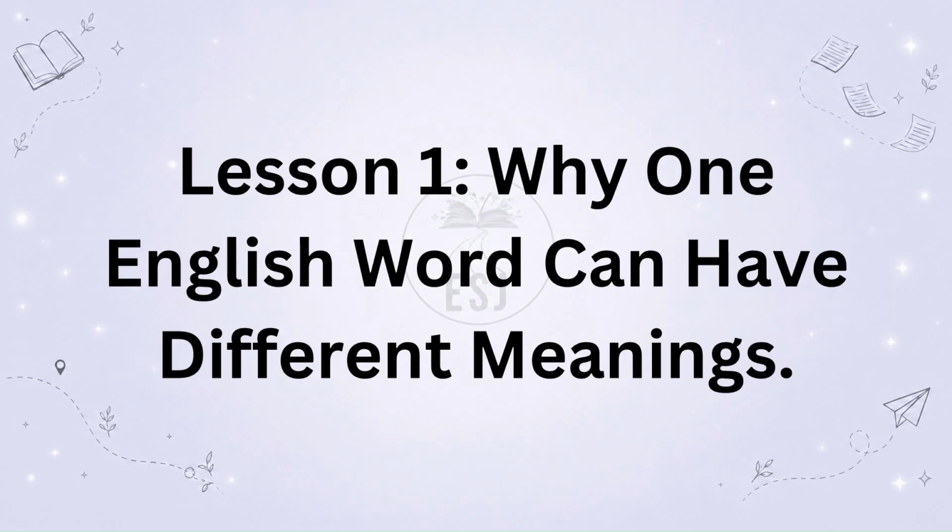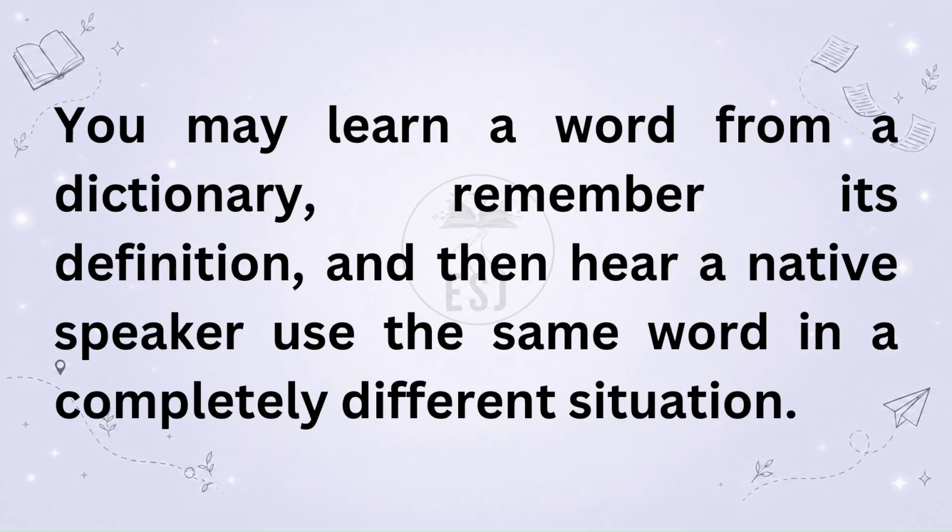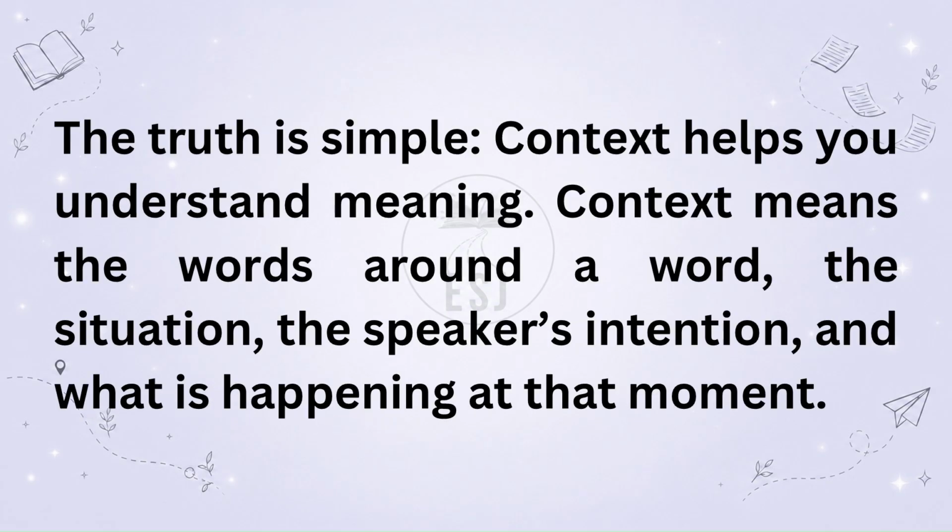Lesson 1. Why one English word can have different meanings. One of the most confusing parts of learning English is discovering that one word does not always have one meaning. You may learn a word from a dictionary, remember its definition, and then hear a native speaker use the same word in a completely different situation. The truth is simple. Context helps you understand meaning.